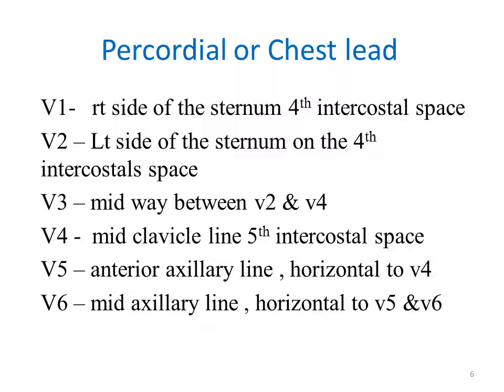V1 is placed at the right side of the sternum, fourth intercostal space. V2, left side of the sternum on the fourth intercostal space. V3 midway between V2 and V4. V4 midclavicular line, fifth intercostal space. V5 anterior axillary line horizontal to V4, while V6 mid axillary line horizontal to V4 and V5. This is well known since the Adult 1 course.